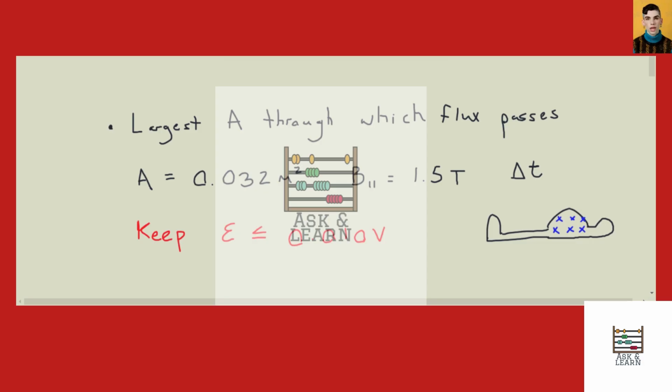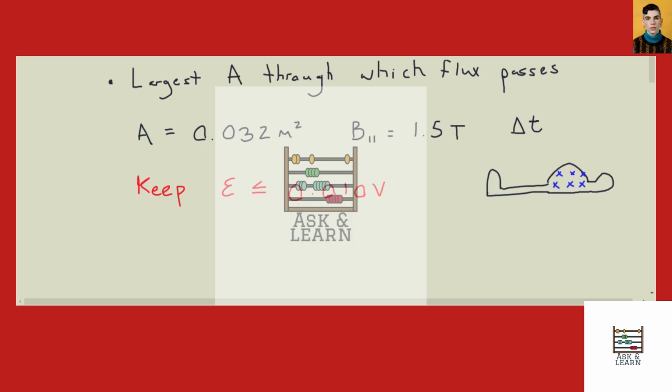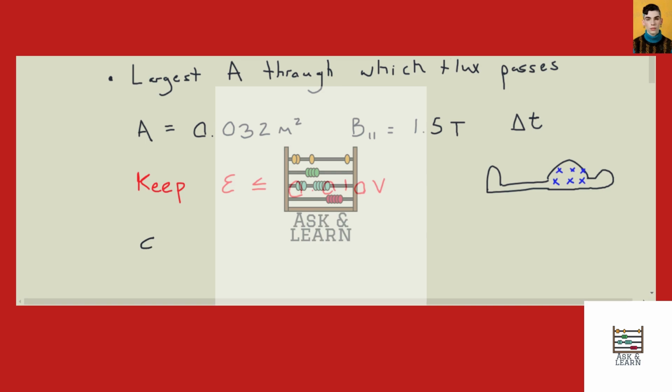So to do this, we're going to assume that the largest surface in the patient's body that magnetic flux is passing through is 0.032 meters squared, which is maybe their chest or something like I drew here. And the field parallel to the normal of that surface is 1.5 teslas. So if we recall Faraday's law of induction, it states that the induced EMF through a surface is just going to be minus the change in the flux through that surface over the change in time.